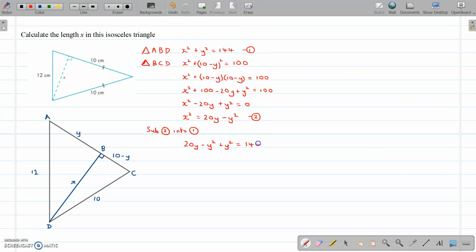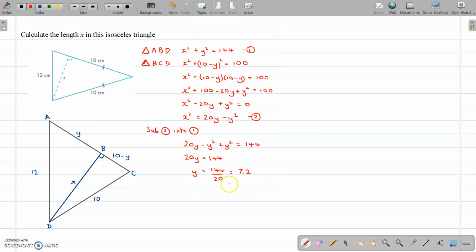Now, you'll notice that the minus y squared and plus y squared cancel out. So I'm left with 20y is equal to 144. Therefore y must be 144 over 20, and 144 over 20 is equal to 72 over 10, which is 7.2. If you look at y on the diagram I've drawn here, it looks about right. Compared with the 12 and the 10, 7.2 is a bit less than the 10.